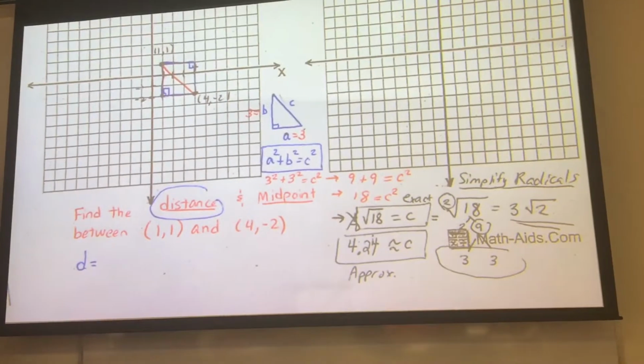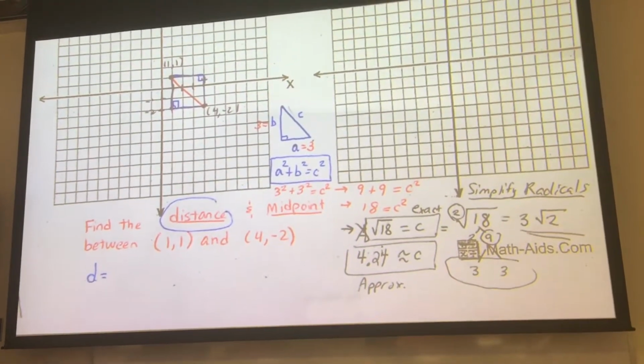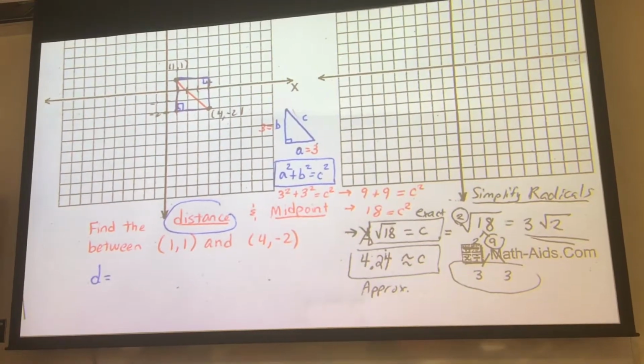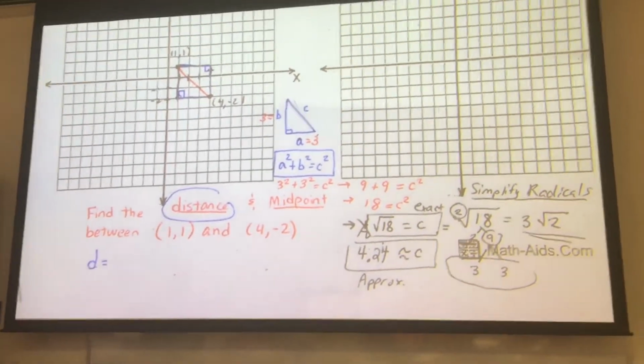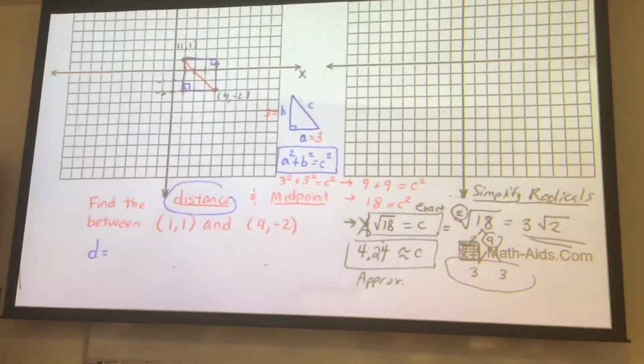Okay, so you have to be able to simplify radicals. If you don't, make sure you look that up or get someone to help you with that so you feel more comfortable. All right, so we just reviewed quickly how to find the distance between 2 points by drawing a right triangle, didn't we? And then using the Pythagorean theorem.